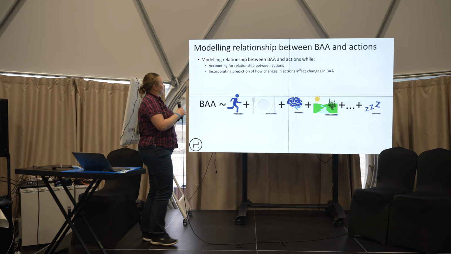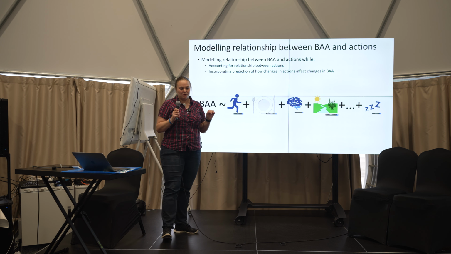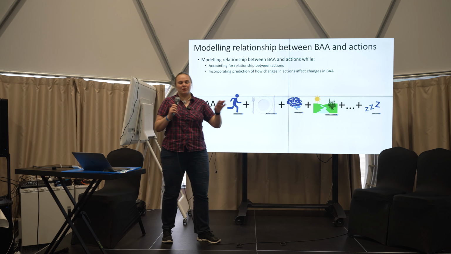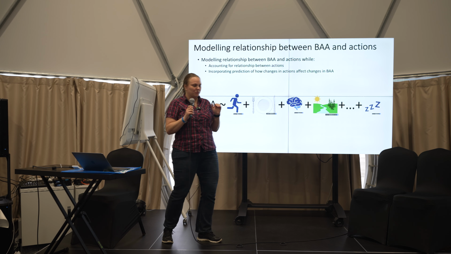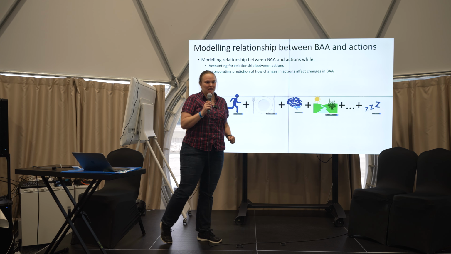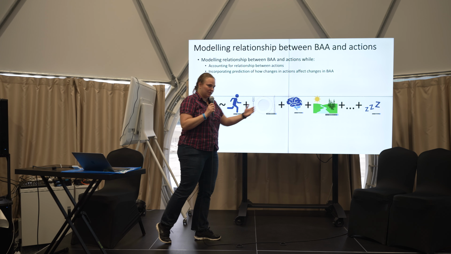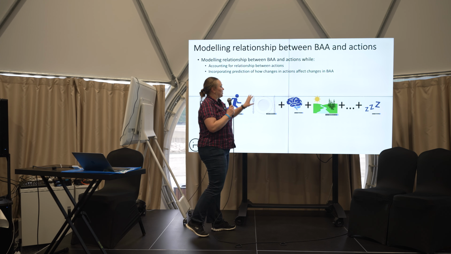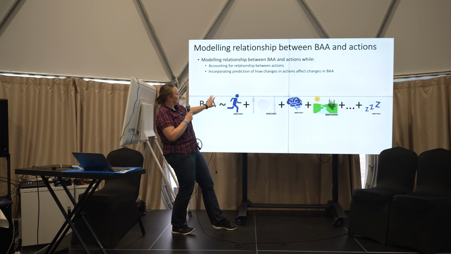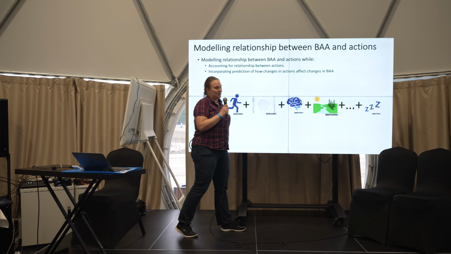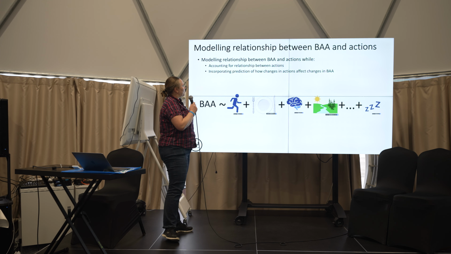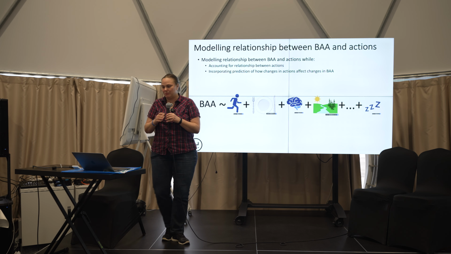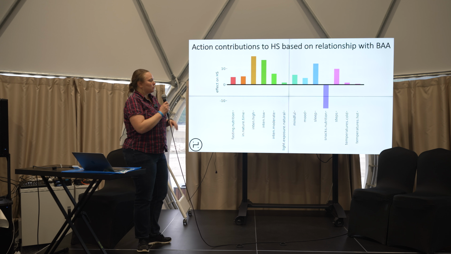And so we do this in a few steps. First, we model your action behavior versus your future BAA, so how you did this month compared to your BAA in 5 weeks' time. What we do now affects what happens with your BAA in the future. We do it by accounting for the relationship between actions, meaning that when we have BAA, we are taking all the actions into account at the same time. And we also incorporate prediction of how changes in your actions affect changes in your BAA. And so this is what we learned.